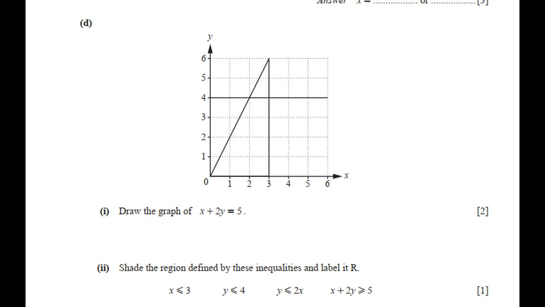Okay, plot the line x plus 2y is equals to 5. The first step we need to do is make y the subject, which makes this 5 minus x over 2.